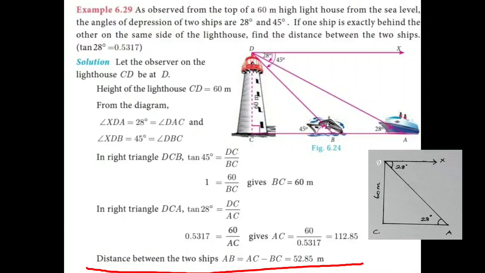Distance between two ships AB, we need AB, so AB is equal to AC minus BC, total distance minus BC. Then 112.85 minus 60, we get 52.85 meter. Therefore distance between the two ships is equal to 52.85 meter.